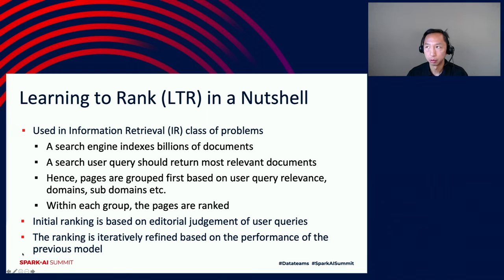Google famously has this PageRank algorithm. It's actually not a machine learning algorithm. It's just a graph algorithm. Based on the incoming links, they try to figure out which pages are more important. You can also do a similar kind of ranking approach with machine learning using XGBoost. Once you have the pages that are related to a query, you can group them based on relevance, domains, subdomains, etc. And within each group, we can use machine learning to determine the ranking.